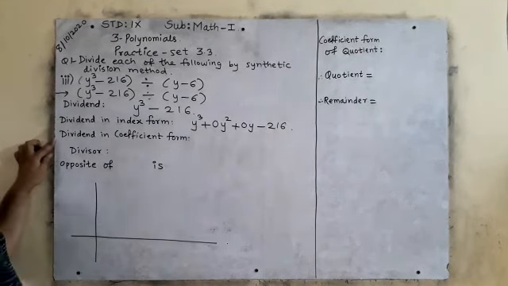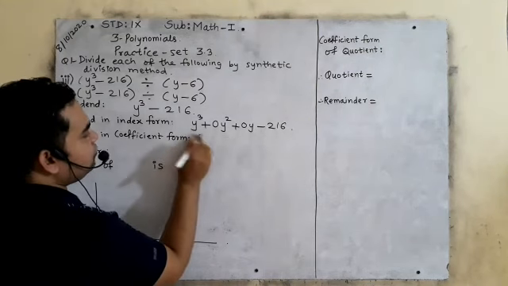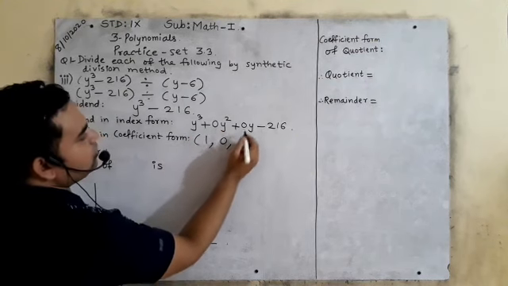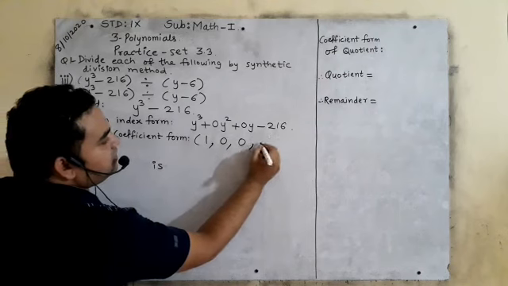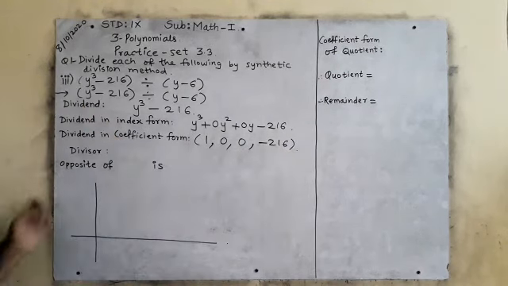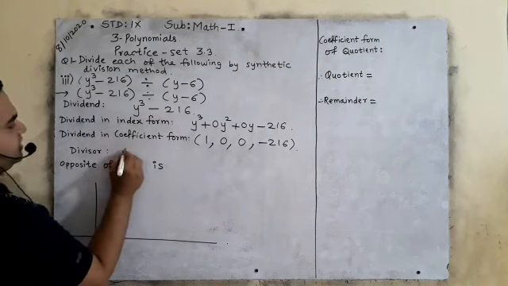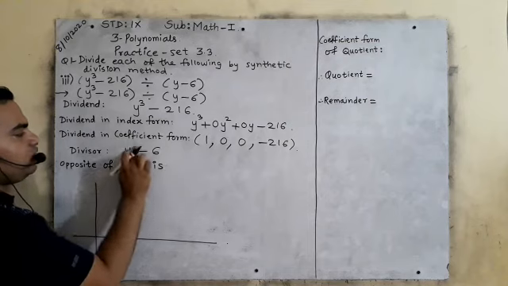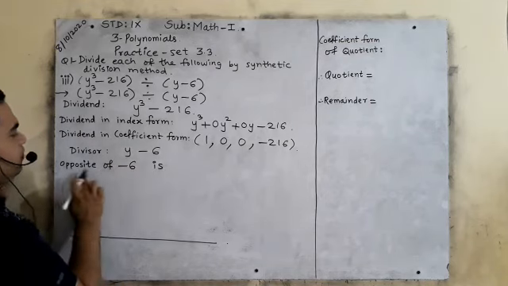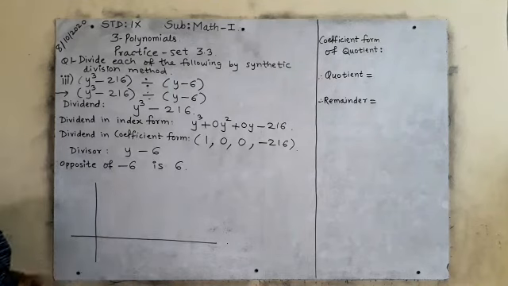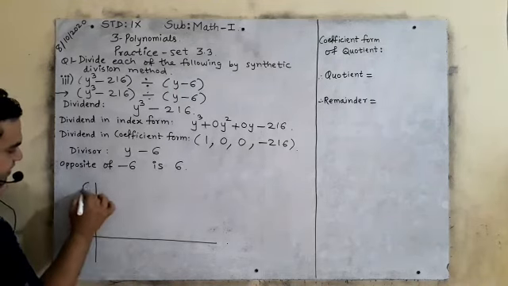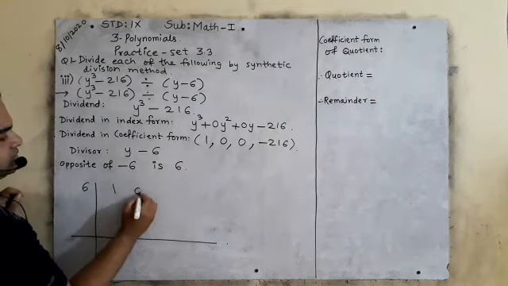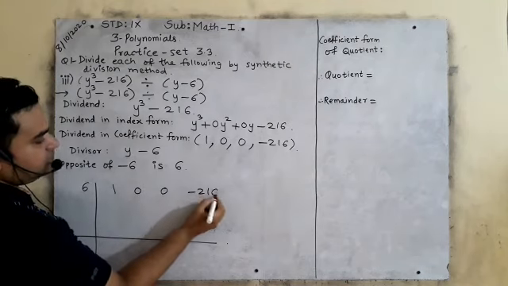Now the dividend in coefficient form, right? What are the coefficients here? The coefficient of y cube is 1, of y square is 0, of y is 0. Here it is minus 216. Is it clear? Now what is the divisor? y minus 6. As I have said, whatever number is alongside the variable, take its opposite. Minus 6, the opposite is 6. This 6 you will write here. And here you will write these coefficients: 1, 0, 0, minus 216.